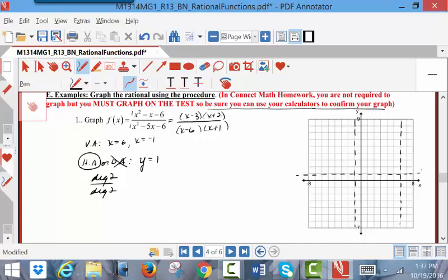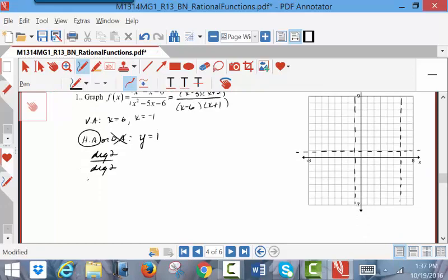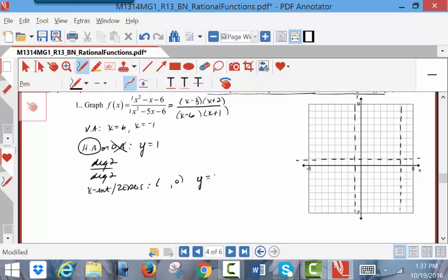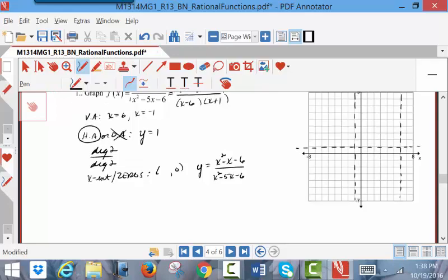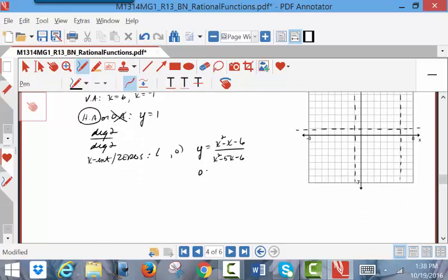You're through with asymptotes. Now we want to talk about where my x-intercepts are, which we also refer to as zeros of a polynomial. Your x-intercepts occur where the y value is 0. So my equation, if I take it out of function notation, says y equals x squared minus x minus 6 over x squared minus 5x minus 6. And I'm going to replace the y value with 0 in order to come up with my x-intercepts.